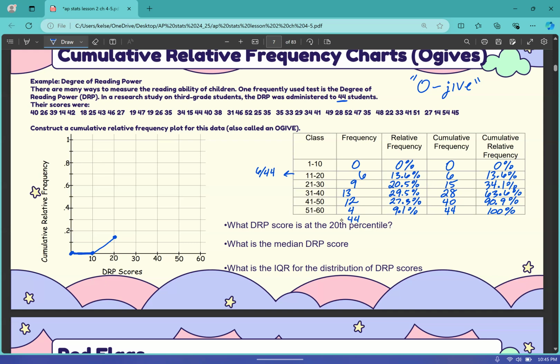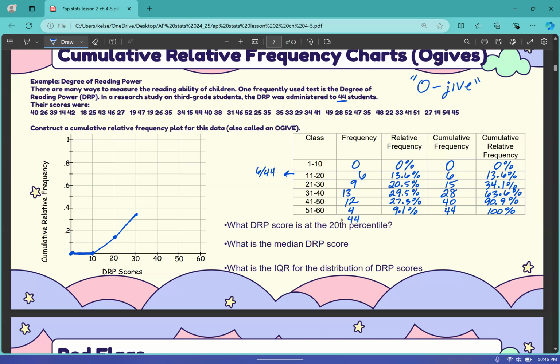Now our next one, when we get to 30, you always go to the top of that class. We're going to get to 34.1%. So here's 30, now here's 30%, but we need 34.1, so around there. Connect your dot. You'll see that the steeper this slope is, that means that more kids scored within that bin.